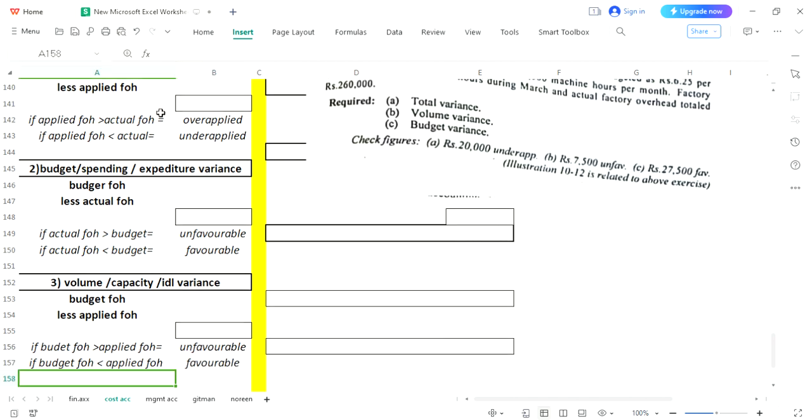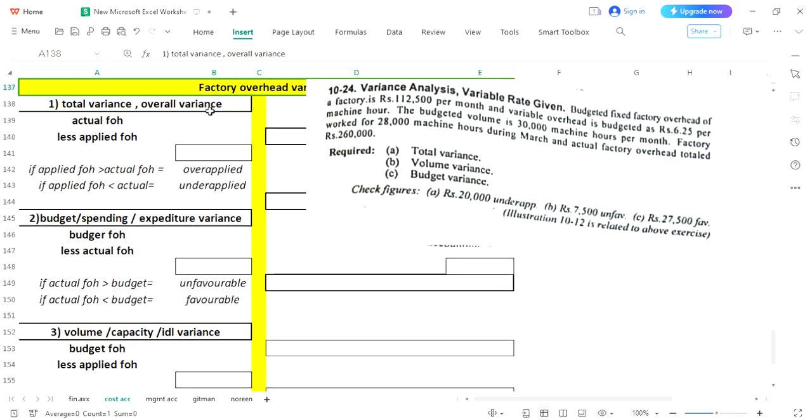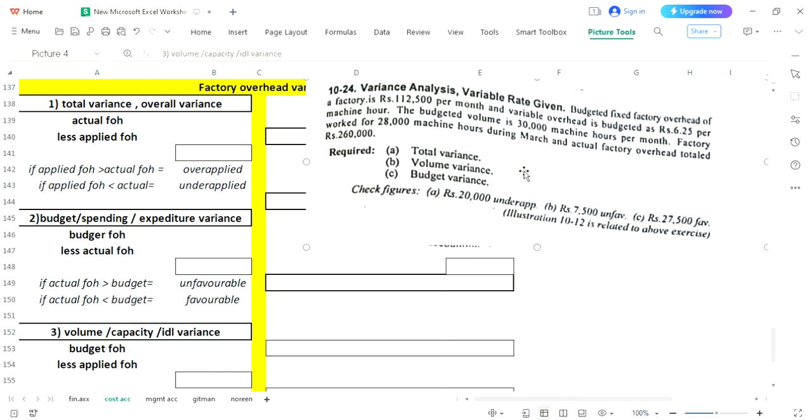So as you can see, all the variance formats are written, and we are required to calculate these three variances. Look here, what is required? Total variance, volume variance and budget variance. At the start of our format you have written total variance, then you will calculate budget variance, then you will calculate capacity or volume variance. Now let's see what our question is saying.